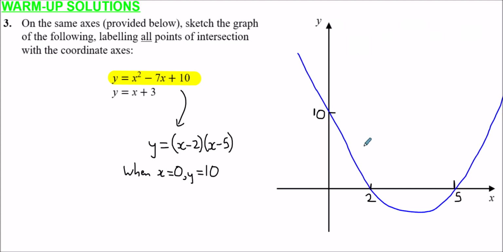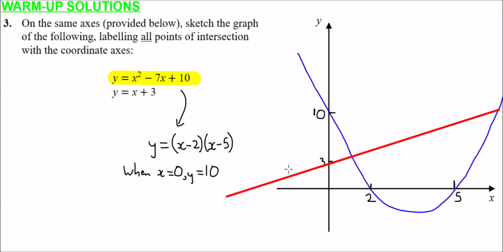Meanwhile, where we have y equals x plus 3, we know that the y-axis intercept of that one is going to be at 3. So we can pop this in as well, just using a straight line. This is a straight line with gradient 1. Okay, so this one's going to be something like this. Okay, not drawn very well, admittedly.